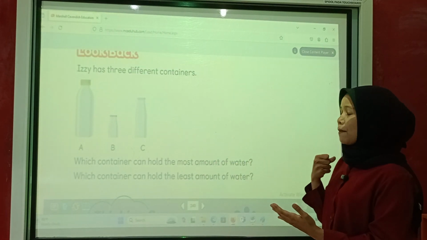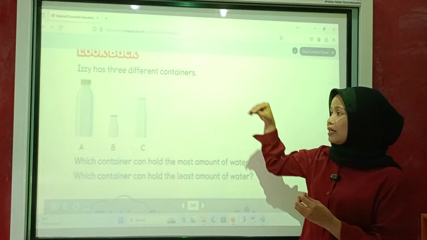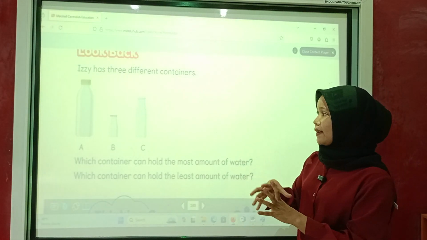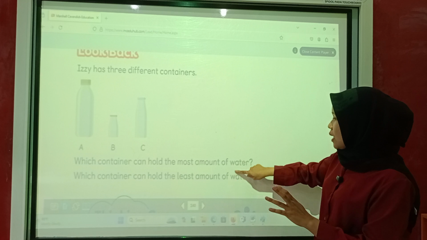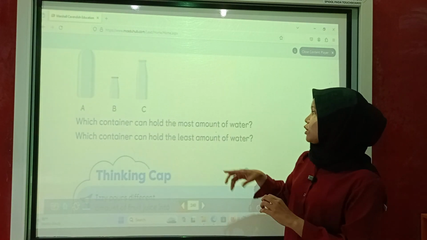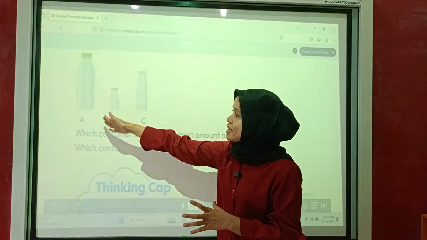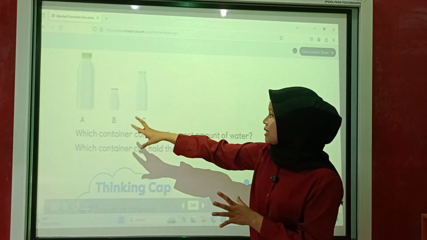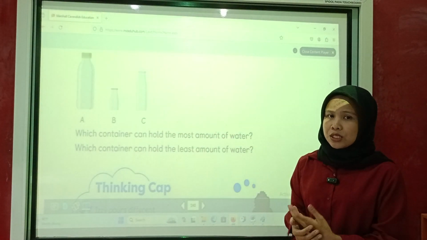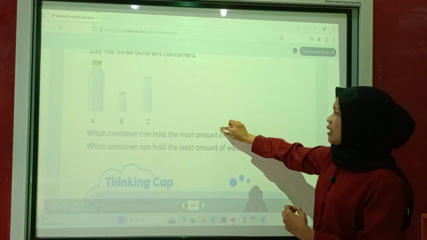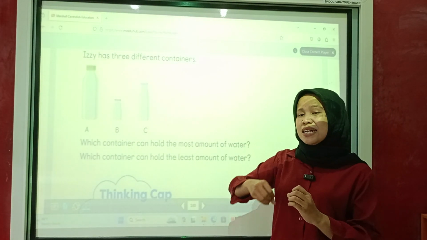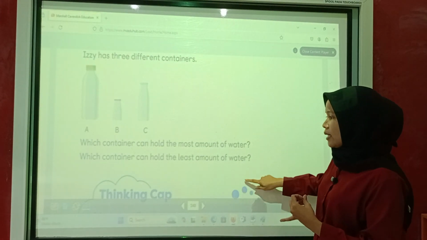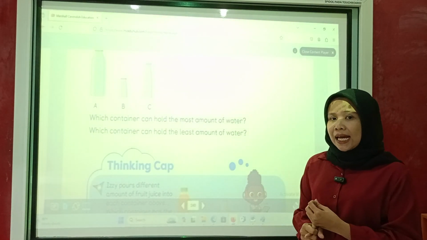Which container can hold the most amount of water? So I will show the bottle, and then I will fill the bottle with water, and then they will say, okay, this is the most amount of water. This can hold the amount. The biggest bottle can hold the most water, and the smallest will hold the least amount of water. So we can say that if the bottle is bigger than the other, the bigger one can hold the most water. And then I will also bring some containers like a measuring cup or jug and glass.